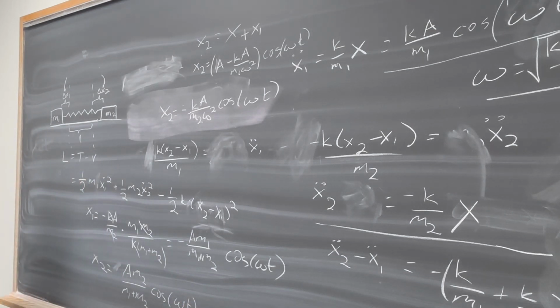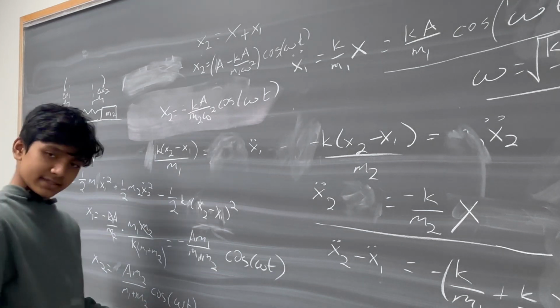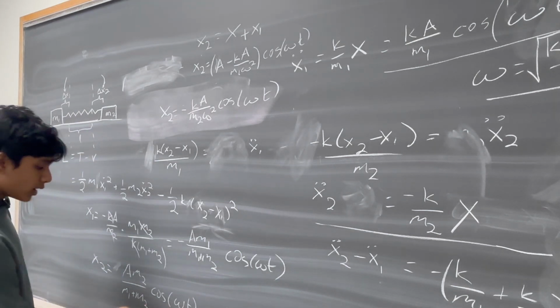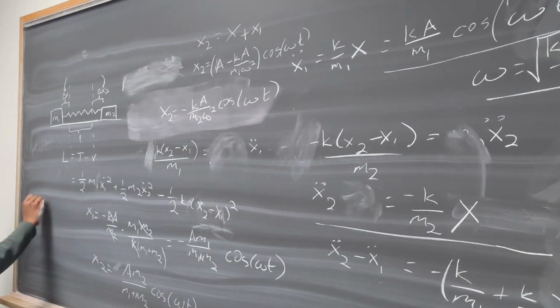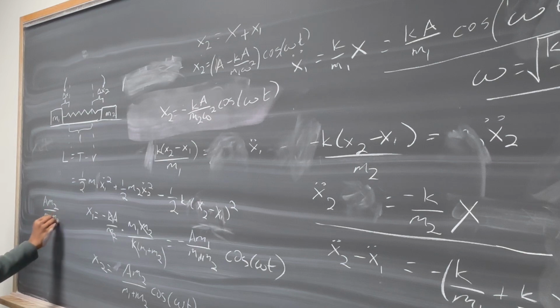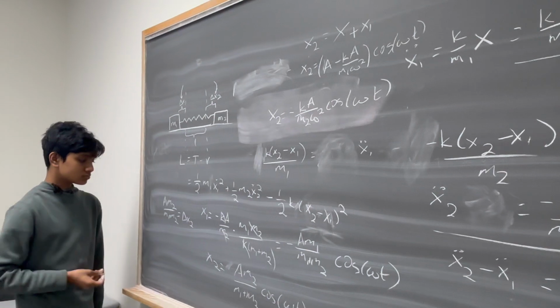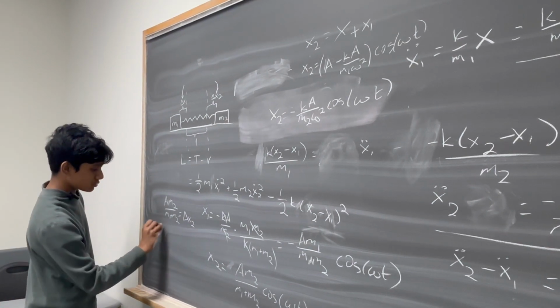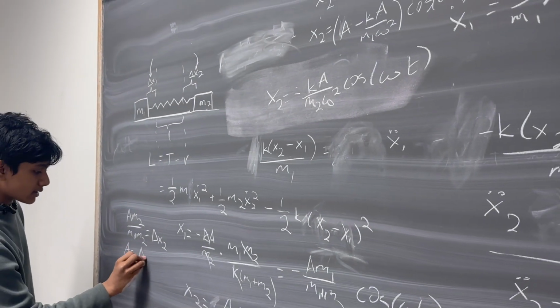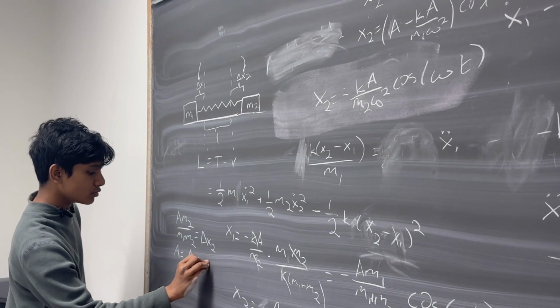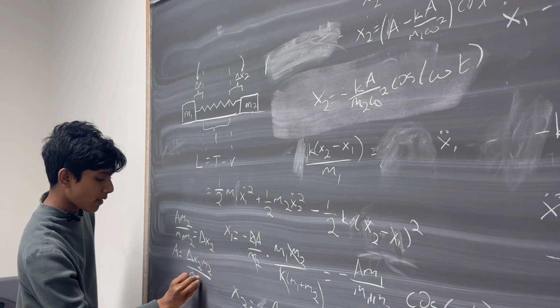Which means both of them are going to oscillate with an amplitude that we can only know by taking the initial conditions. Might as well. If t is equal to 0, cosine of 0 is 1. This disappears. A m2 over m1 plus m2 is equal to delta x2. Great. So that means A is equal to delta x2 times m2 over m1 plus m2.